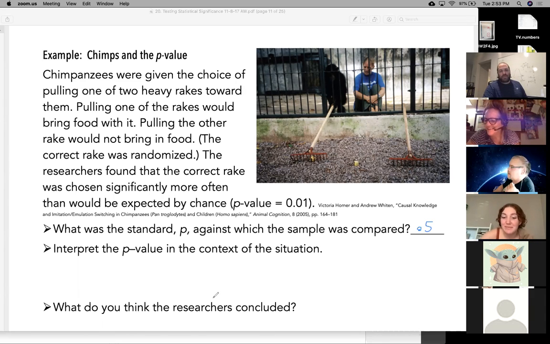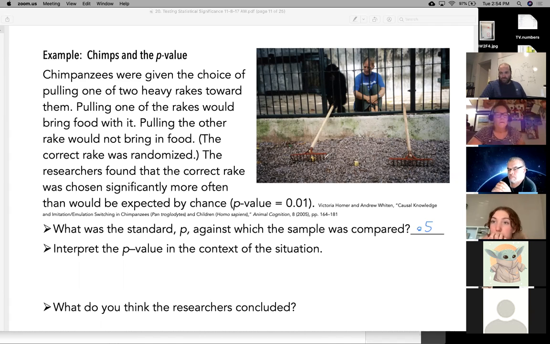So what do you think the researchers concluded in this example? What was their conclusion? No, this example, not the coins. Not a math conclusion, a physical conclusion. What do you think they concluded physically?